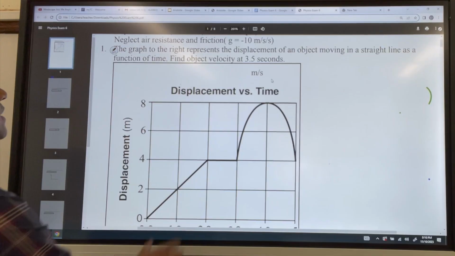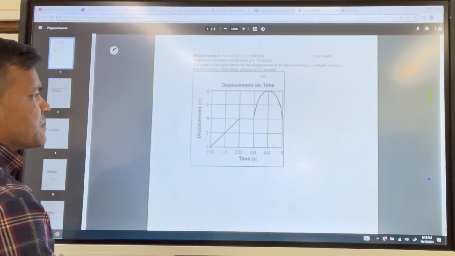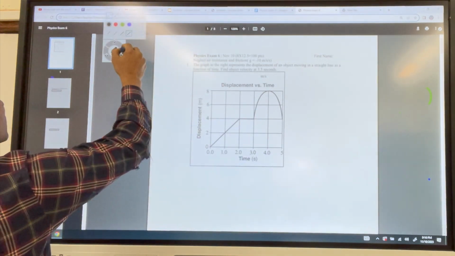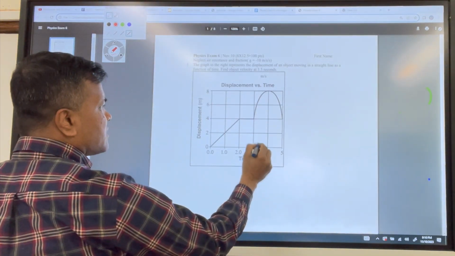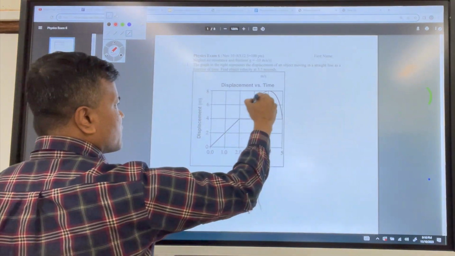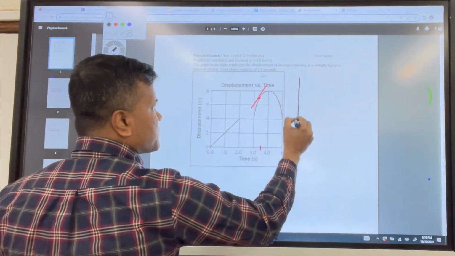Now I'm going to go over the unit test, exam number 6. Problem number 1. We can do it a few different ways. I'm going to just quickly convert it to a BT graph. I ask you, at 3.5 seconds, what would be the slope of the tangent line, and you can do it a few different ways.